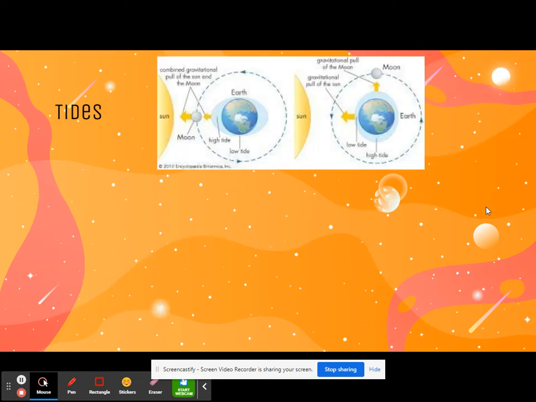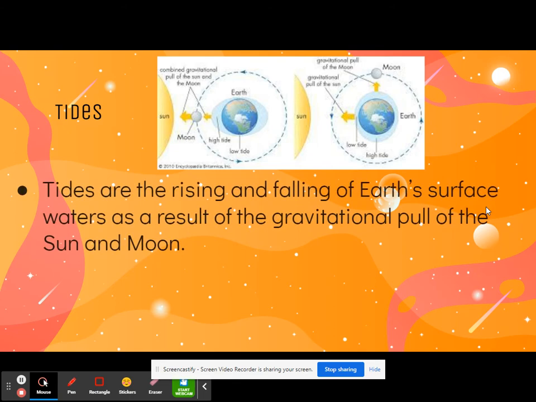Okay. Tides. Everybody knows what a tide is, right? Does anybody not know what a tide is? In case you don't, there it is. They are the rising and falling of Earth's surface waters as a result of the gravitational pull of the sun and the moon. So if you live near a coast, high tide is when the water comes in. Low tide is when the water is far away. Okay?